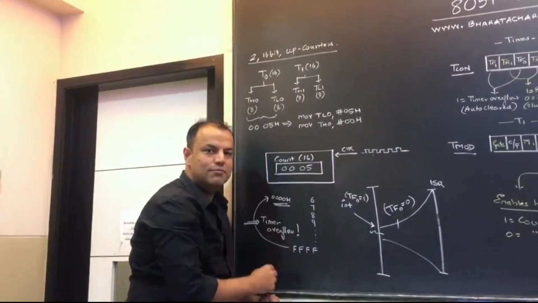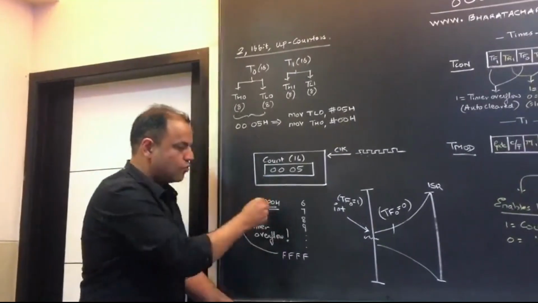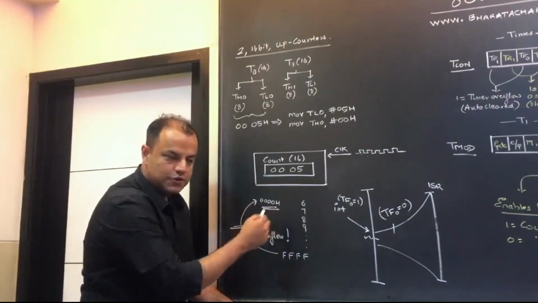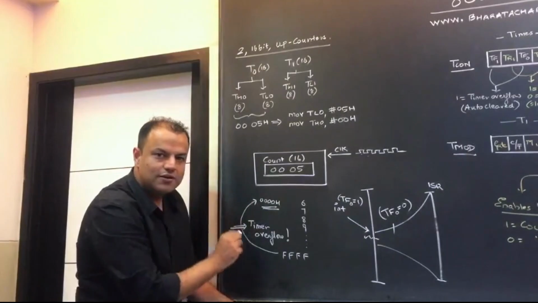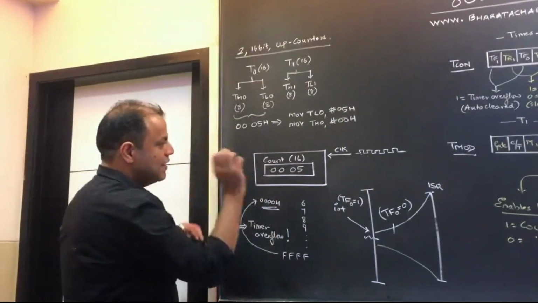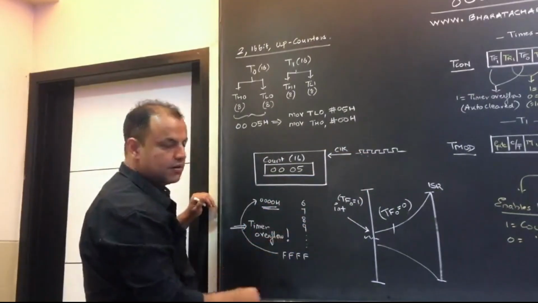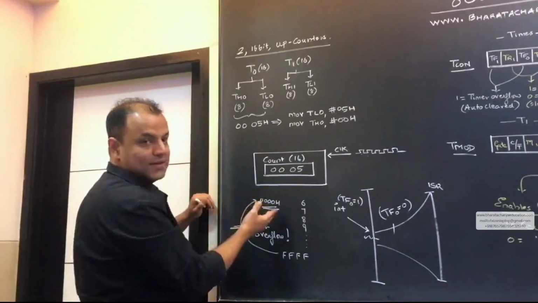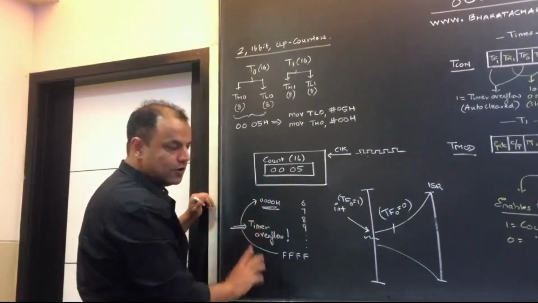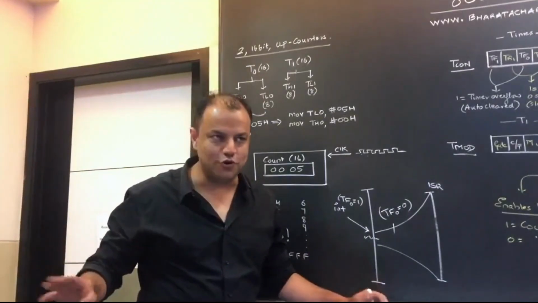When you increment any 16-bit register beyond FFFF, it rolls back to 0000. That event is called a timer overflow. That's it. This is what the timer does. I have given a count, I apply clock pulses. On every clock pulse, it will increment. When it reaches 0000, that is called timer overflow. That means your delay is over. The timer has done its job.